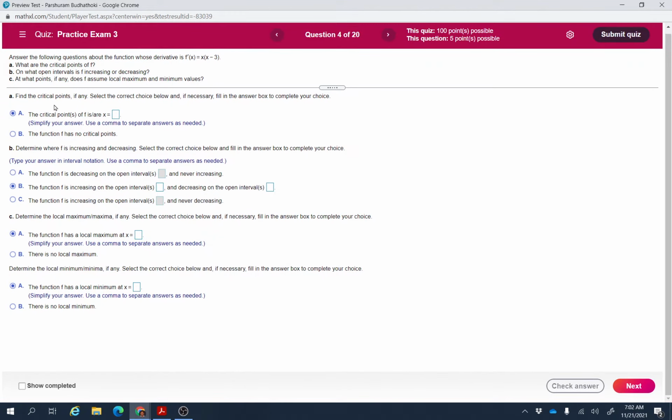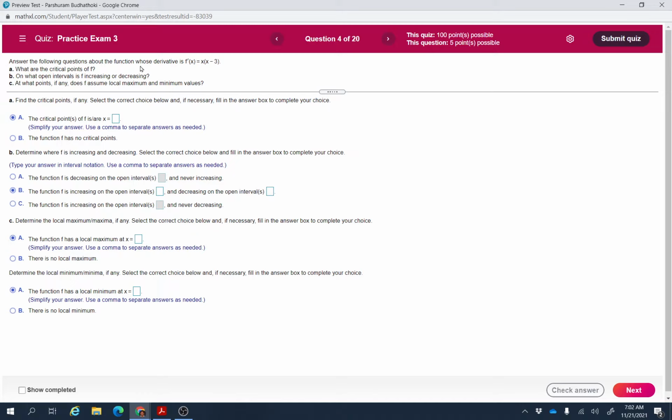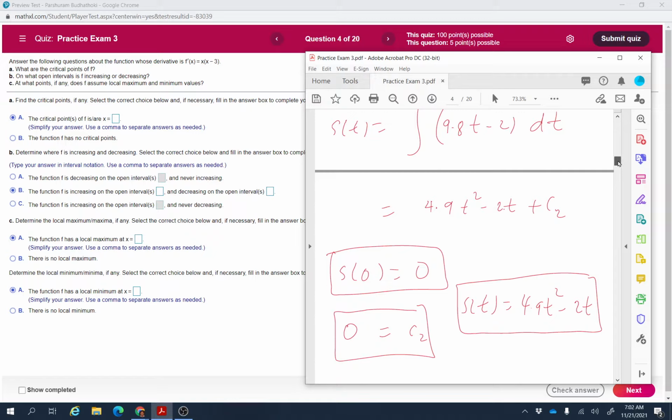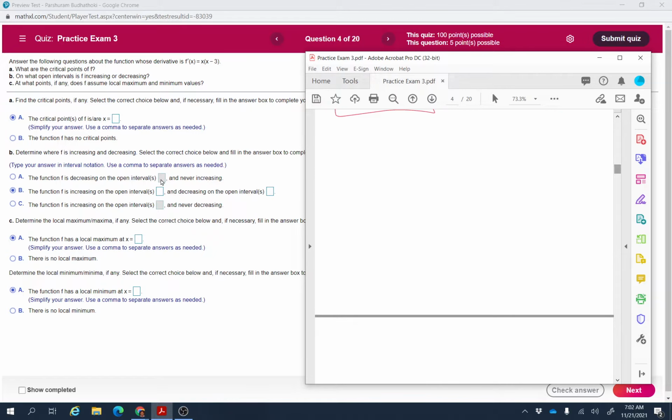Okay, so this is the question. Answer the following questions about the function whose derivative is given. We don't know what the function is, but we know the derivative of the function, and we want to find the critical points. As we did in the previous problem, critical points can be found by looking at the derivative, where the value of the derivative is 0 or undefined.